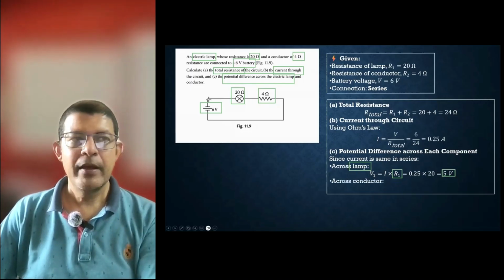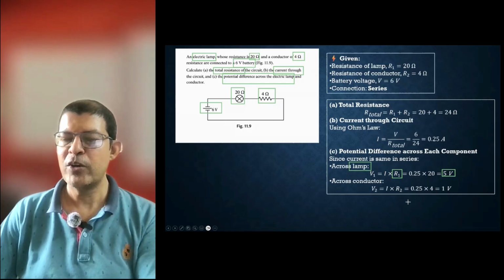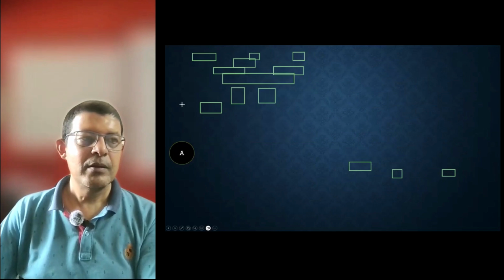The next part, across the conductor will be V2. V2 will be the same current 0.25 multiplied by the resistance of the conductor, which gives 1 volt. This is the summary of the answers. Clear this? We're coming to a closure almost.